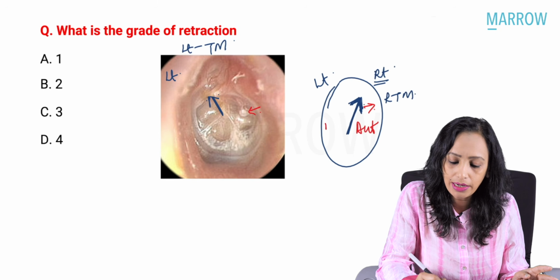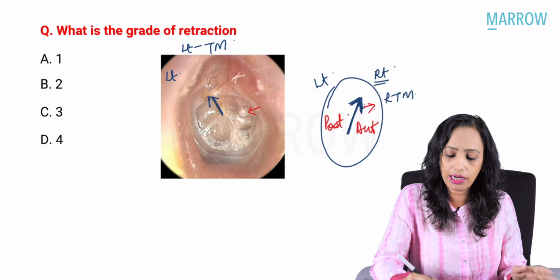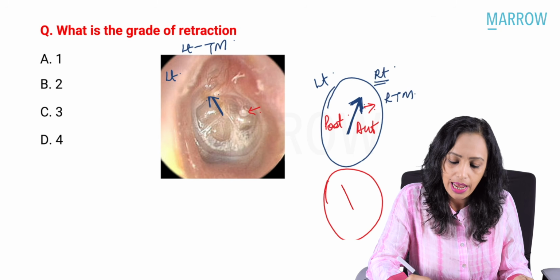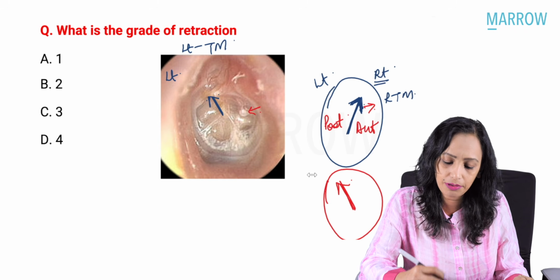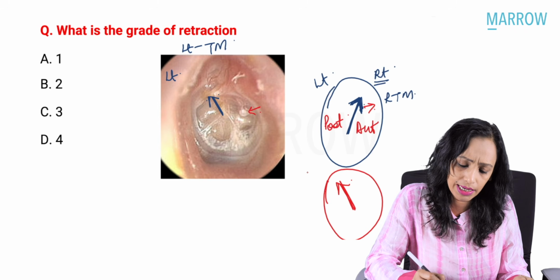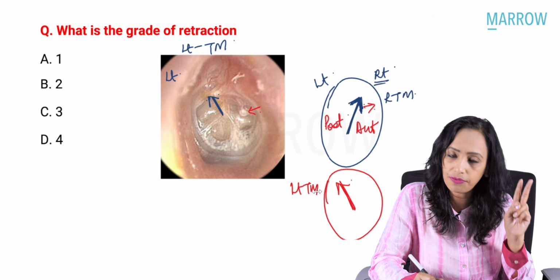This is the anterior part and this will be the posterior part. Is that very clear? If I draw the opposite side, if I draw a tympanic membrane like this, the malleus is pointing like this, it means that this is the left tympanic membrane. That is the first thing I'm coming to know.